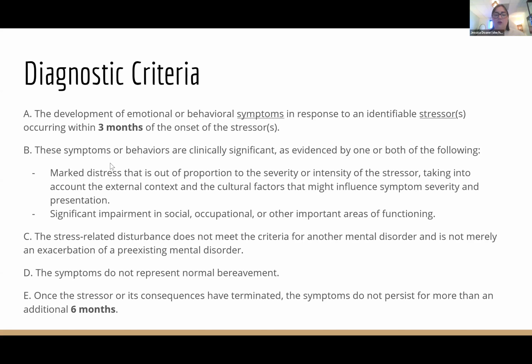D, the symptoms do not represent normal bereavement. So it's not in representation of a normal reaction or a normal amount of grief. E, once the stressor or its consequences have terminated, the symptoms do not persist for more than an additional 6 months. So let's say the example earlier of the person in adult phase of life who found out that they had an unwanted pregnancy and they were feeling suicidal. If, let's say, a plan was created for what was going to happen with said unwanted pregnancy, this person comes to the plan, everything is, for lack of better words, worked out, all is fine, everything's good to go.